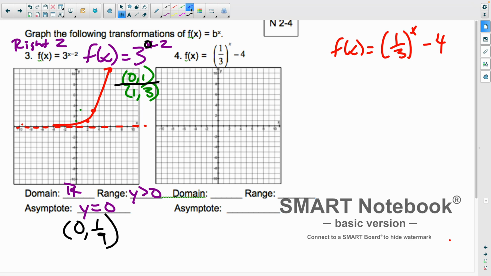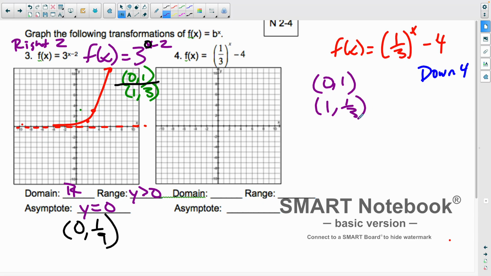What are the transformations in this problem? Down 4. Good. It's not in the exponent. So down 4. What 2 points am I going to use to start this one? 0, 1, and 1 and 1/3.